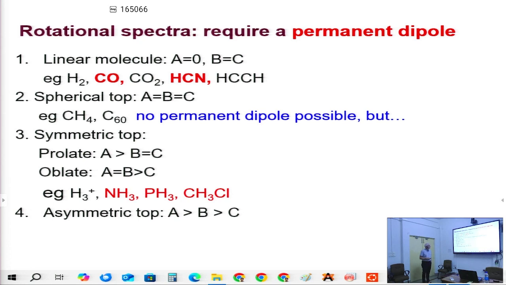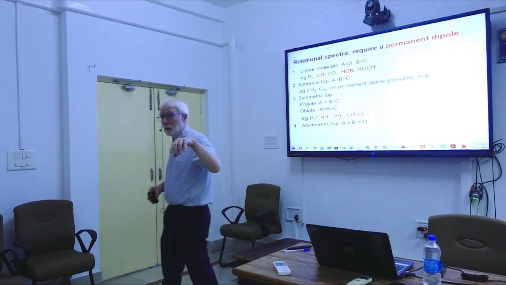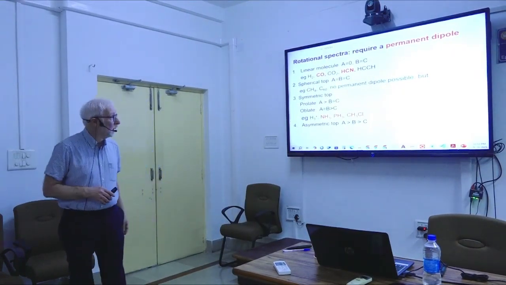So symmetric tops. Where's my picture here? Maybe I've lost my picture. I had a picture of a cigar and a frisbee. So oblate is flat, it's a frisbee. Prolate is a cigar-shaped object. So planar H3+ doesn't have a dipole. As soon as you're not planar, you'll have a permanent dipole moment.